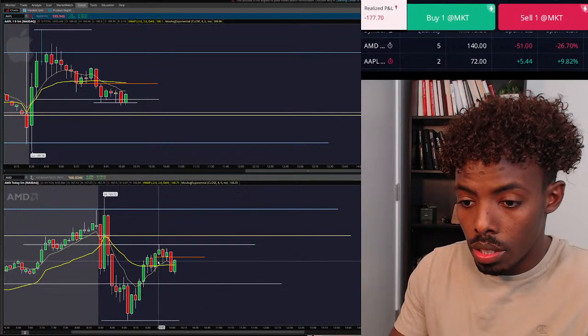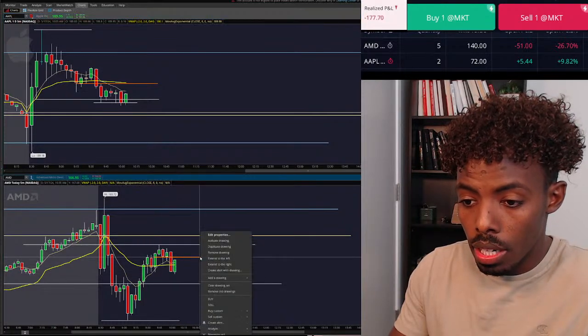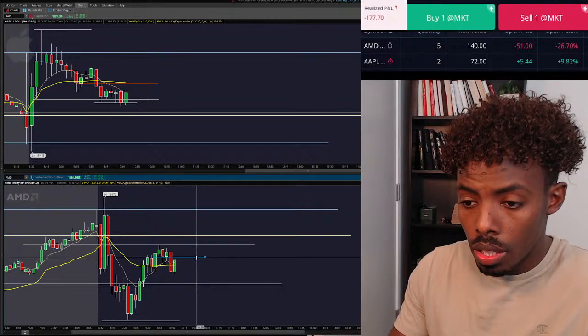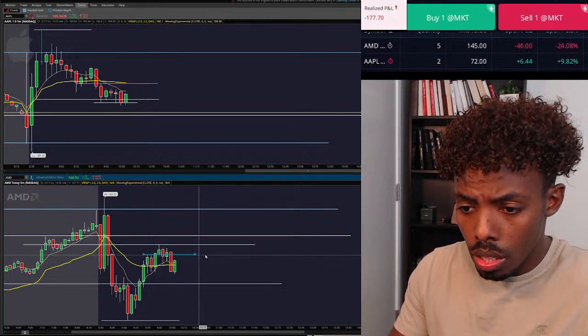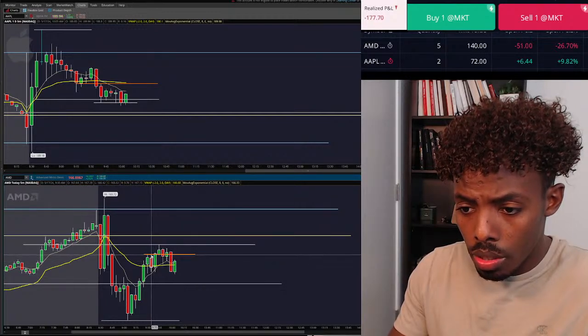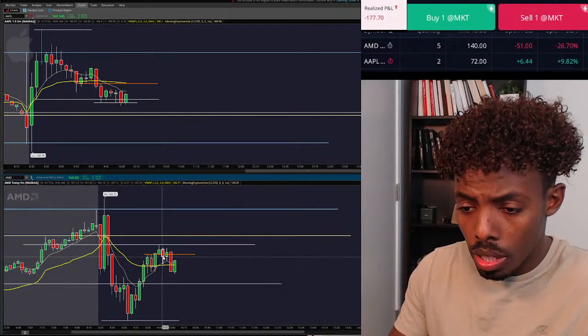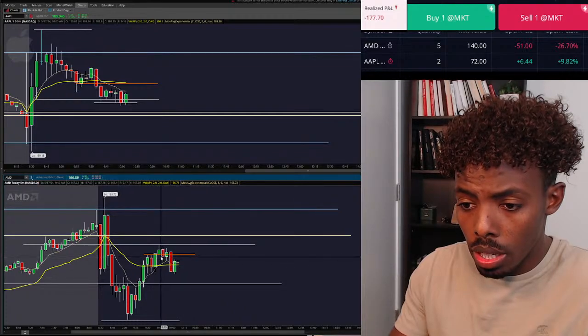Let's go into these bodies. Maybe I should just do it right here, just to the wick. Just get to these wicks right here, as well as the body. So I'll have these two as a potential. We may get a wick.